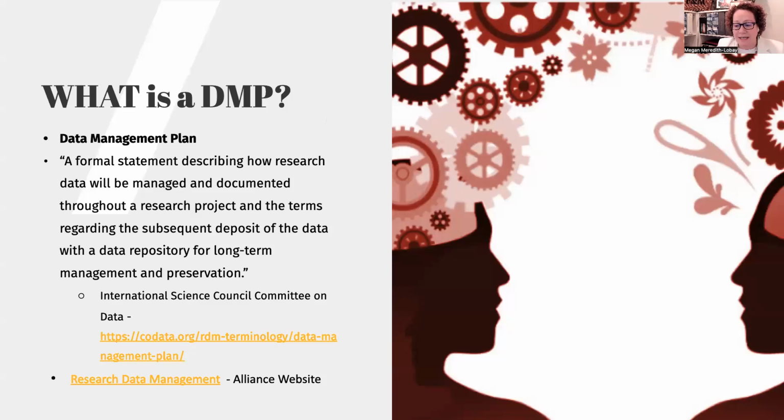Right. So what is a DMP? So it's a data management plan. The formal definition, as it were, is a formal statement describing how research data will be managed and documented throughout a research project and the terms regarding the subsequent deposit of the data with a data repository for long-term management and preservation. This is from the International Science Council Committee on Data.